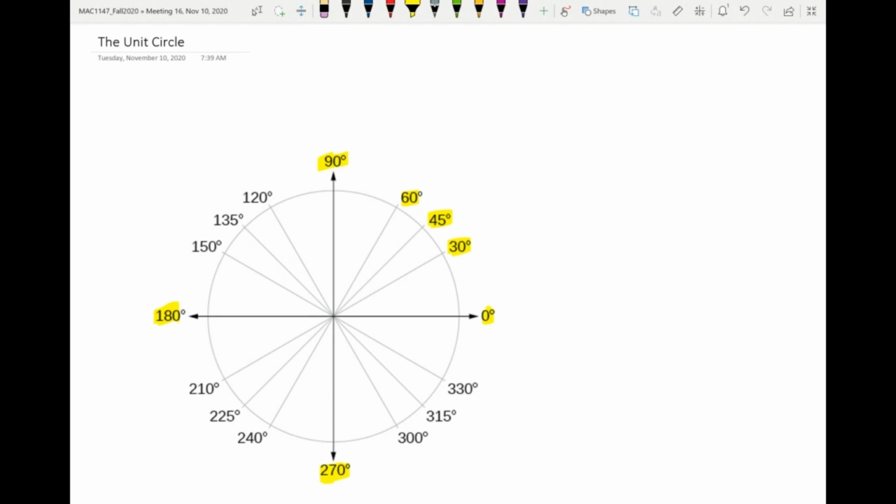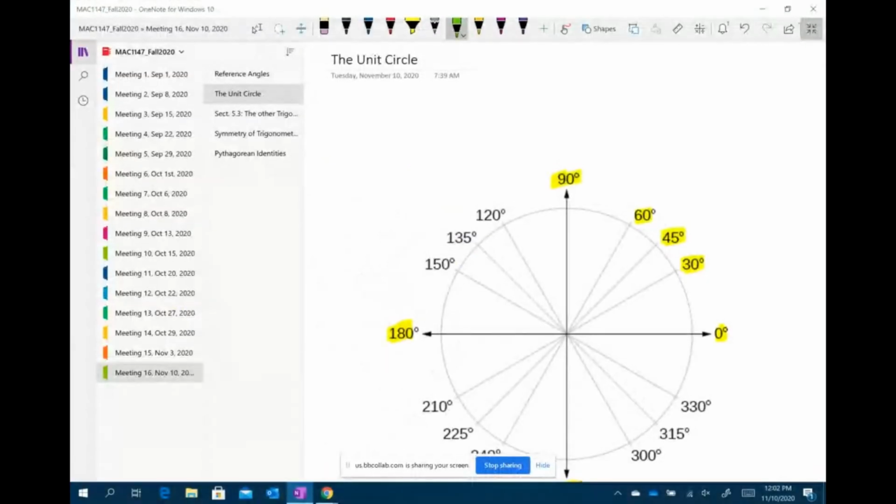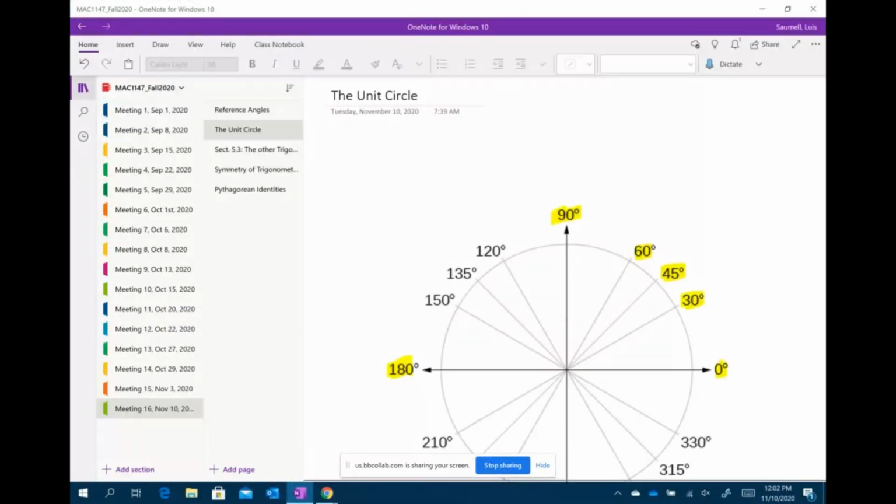And my point is, you don't have to memorize the whole circle. All you have to do is remember what happens here in quadrant 1, and then you use your knowledge to extrapolate those results to the other quadrants. So let's first go back and do a couple more examples.